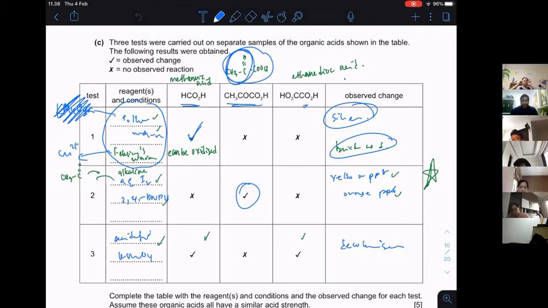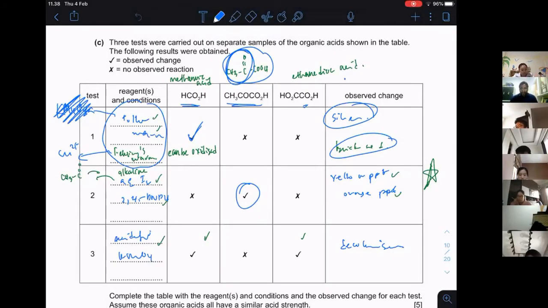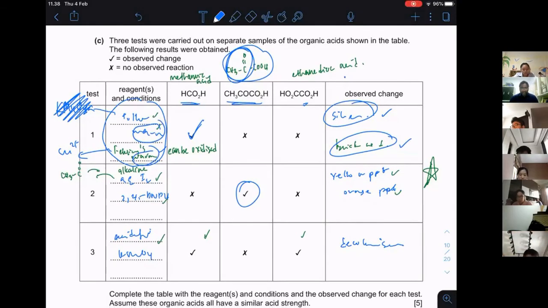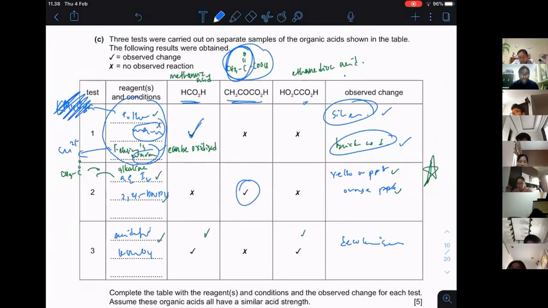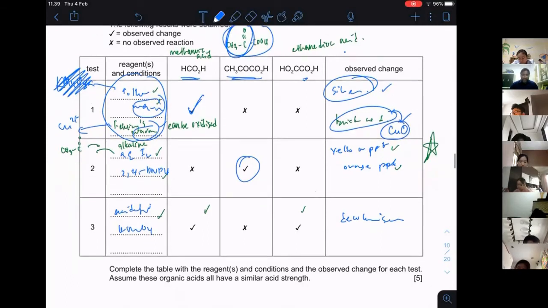Now you can see here, Tollens reagent will give you the silver mirror observed. Or if you're using Fehling's solution, it can give you the brick-red precipitate. But both of them you need to warm. For Tollens, we use silver in ammonia solution, and for Fehling's we use copper 2 plus. So copper 2 plus changes into copper plus, that copper(I) oxide is going to be the brick-red precipitate that is formed.